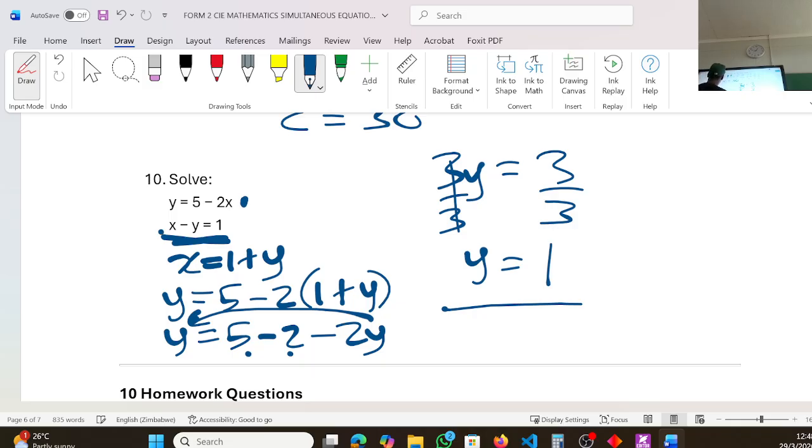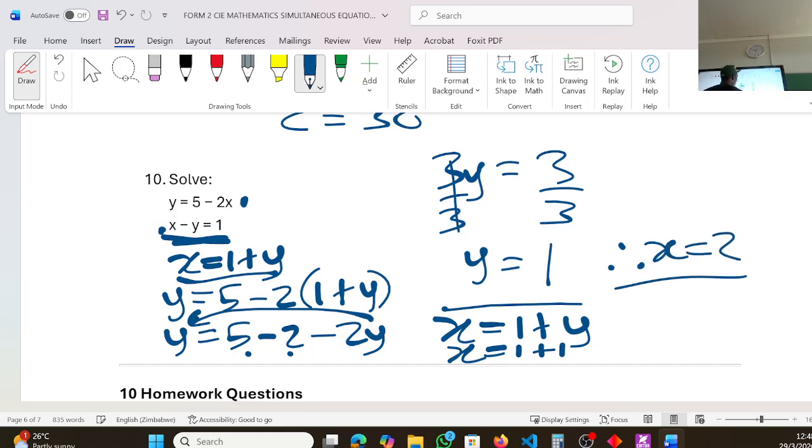So I can pick this second equation that I used to eliminate, or even the one that I rearranged, to say if x is equal to 1 plus y, and y is known to be 1, then it follows that x is 1 plus 1. Therefore, our x is actually 2. So I found my values of x and y.